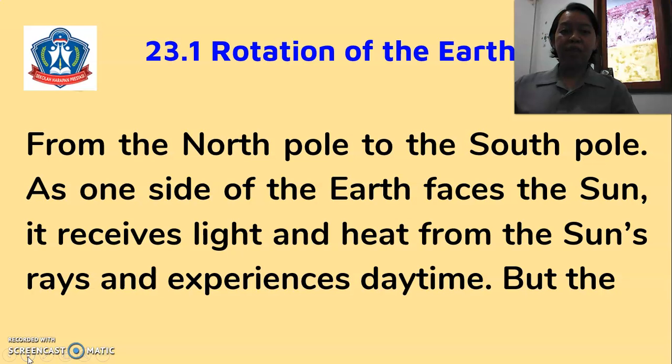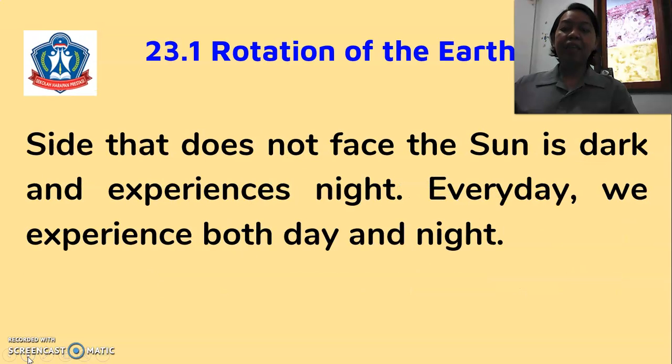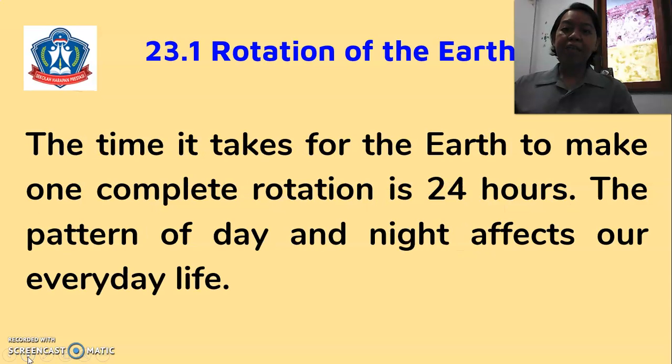As one side of the Earth faces the sun, it receives light and heat from the sun's rays and experiences daytime. But the side that does not face the sun is dark and experiences night. Every day, we experience both day and night. The time it takes for the Earth to make one complete rotation is 24 hours.